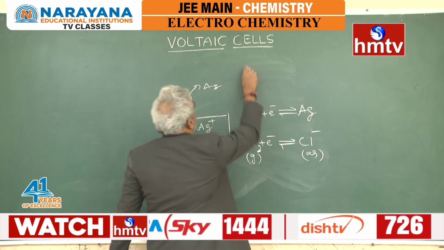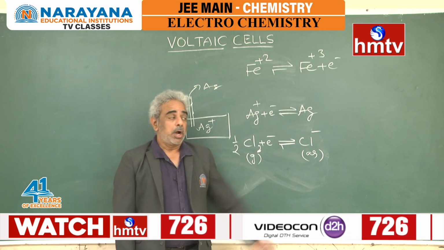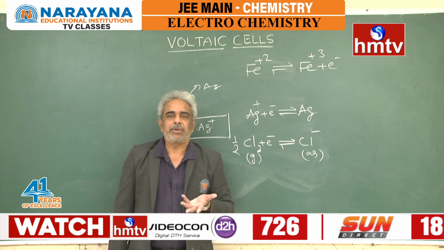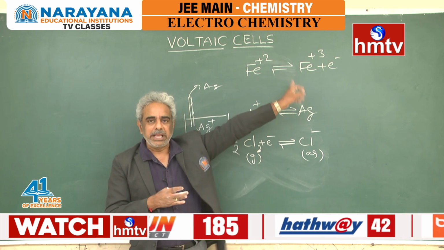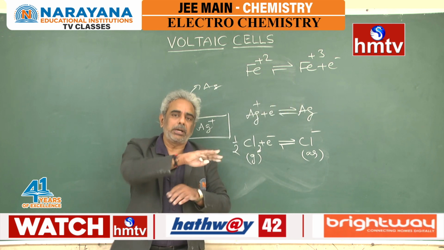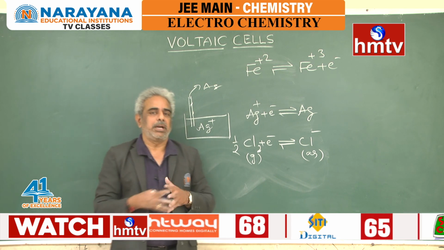Suppose ferrous-ferric, that is an electrode. How do you say it is an electrode? It is a half reaction. Every half reaction is an electrode, because there is an equilibrium between two species through electrons. It is capable of receiving electrons, it is capable of giving electrons.